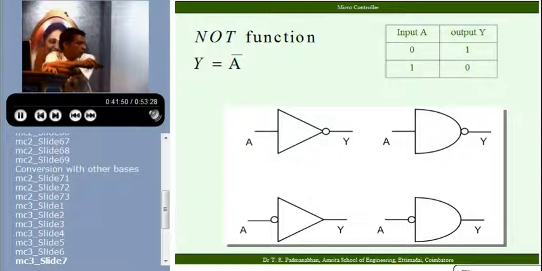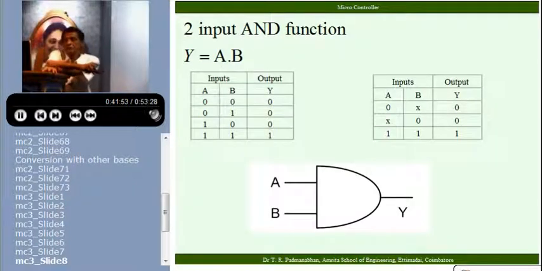This is a NOT gate. Or it is also called an invert gate. NOT function or invert function, both are the same.